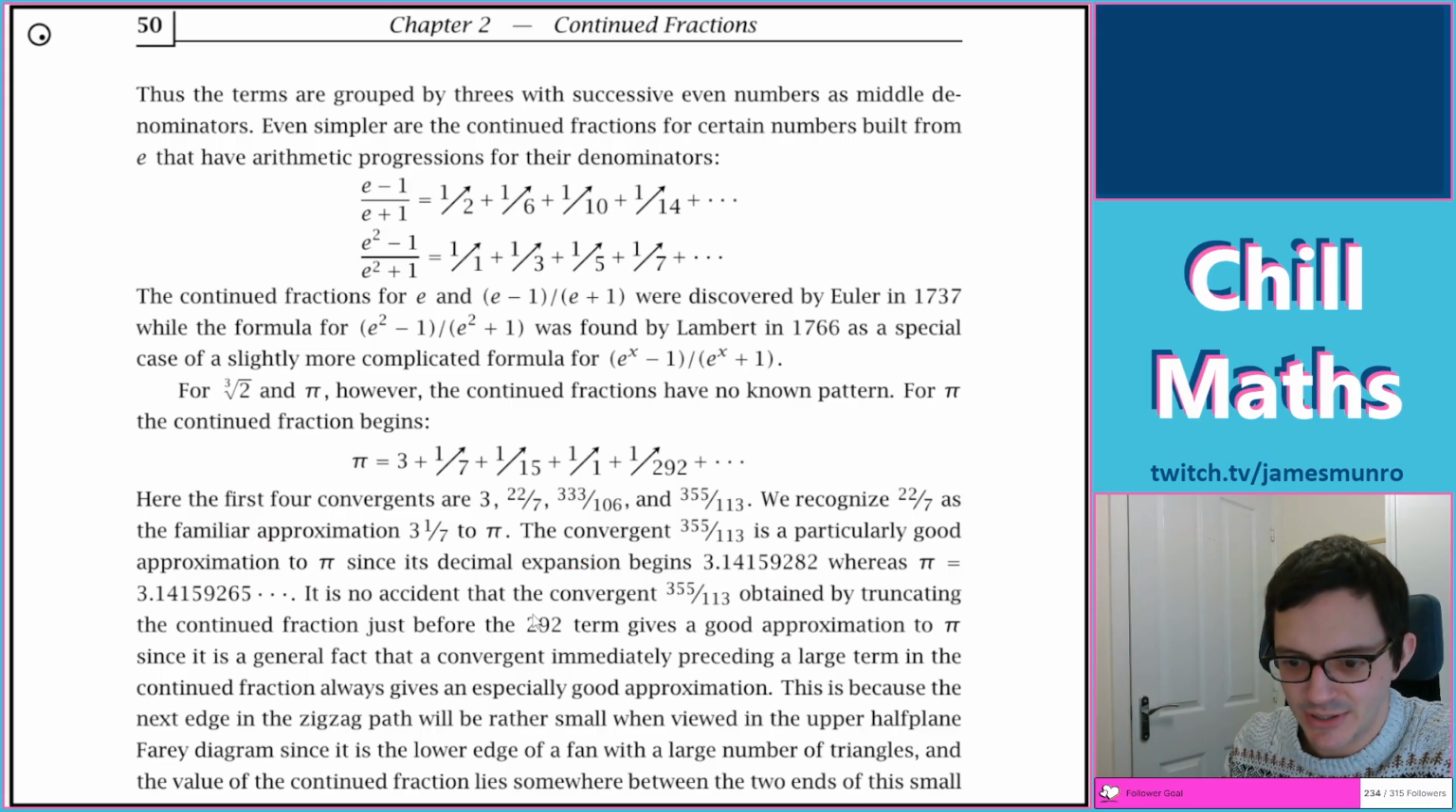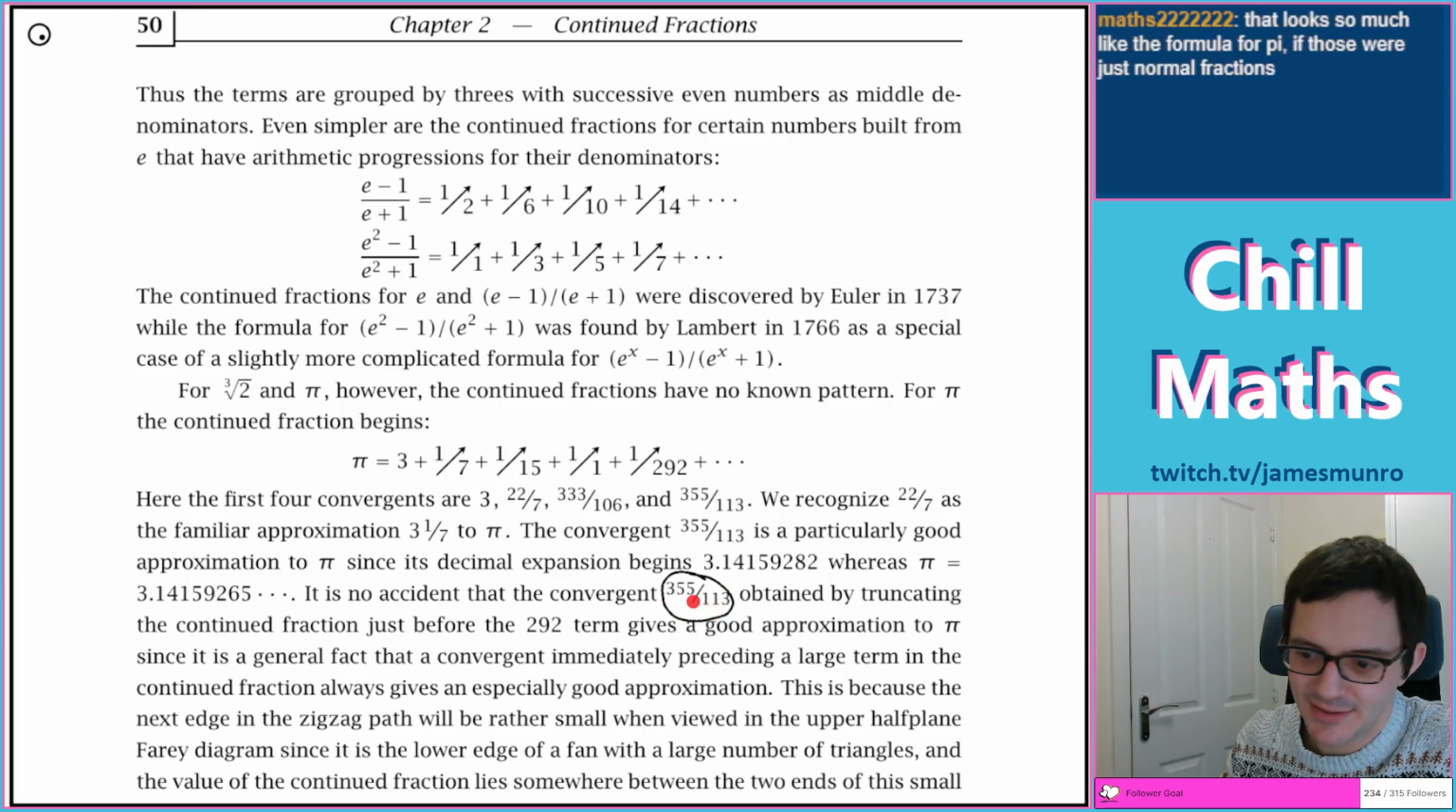Some approximations to pi. This one's really good. We should all learn this one. 355 over 113. It's too large to have a day named after it. But it's a surprisingly good approximation.